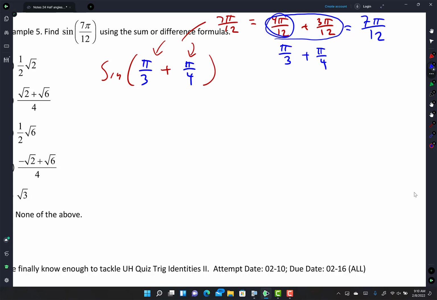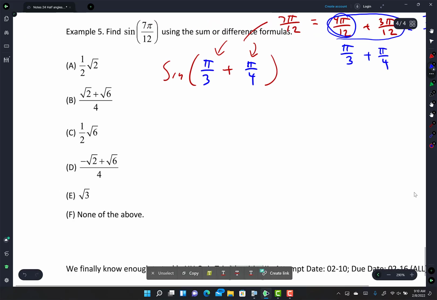What's up? Why are we doing this? Oh, because they told me find sine of 7 pi over 12, and they forced me to use sum or difference formulas. So I have to use either sine of A plus B or sine of A minus B. I can't use anything else besides those two. Any other questions, guys? That was a good question, by the way.